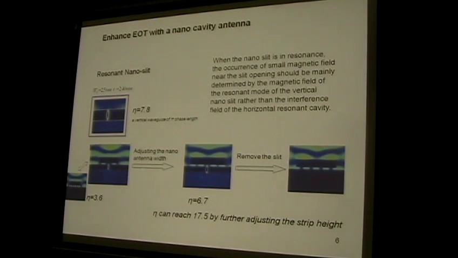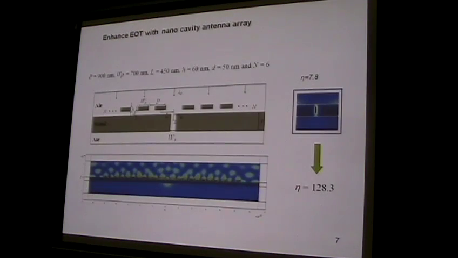I think we can reach this transmission coefficient of 17.5, which is like 2.5 times enhancement for the resonant nano slit in this case. And we can do more enhancement by using an array of these gold nanorods on top.